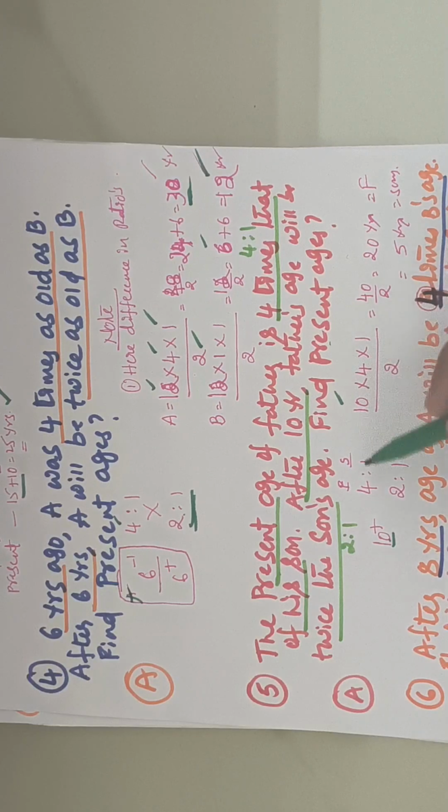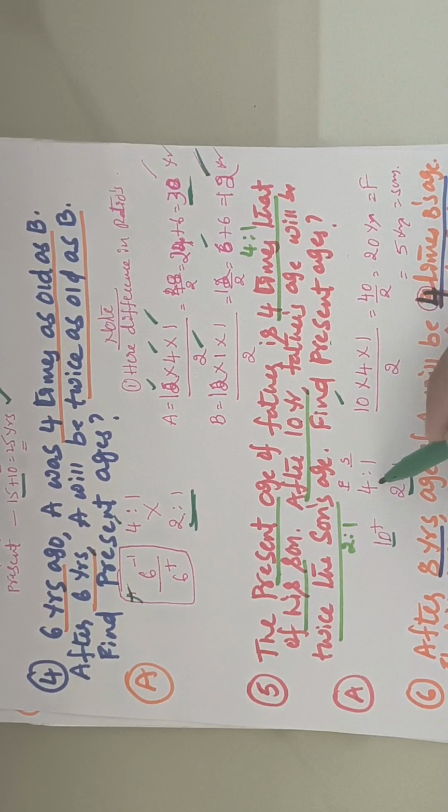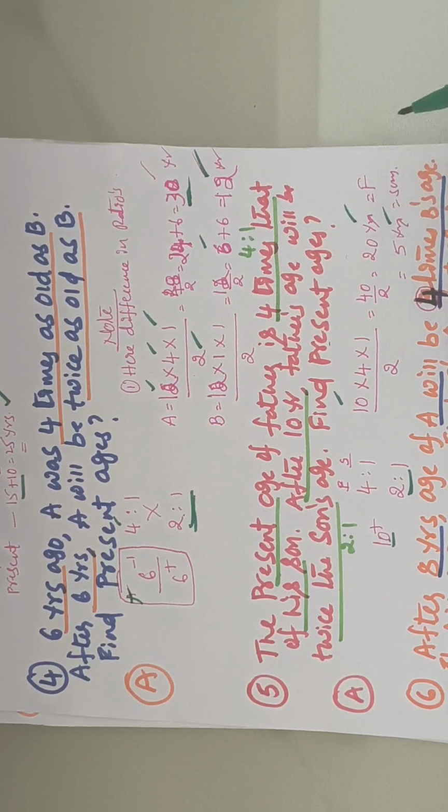10 into father, 4, into the next ratio, 1, by cross multiplication the difference is 4 minus 2, 2. That is equal to 40 by 2, that is equal to 20 years. 20 years is father's age and 5 years is son's age.